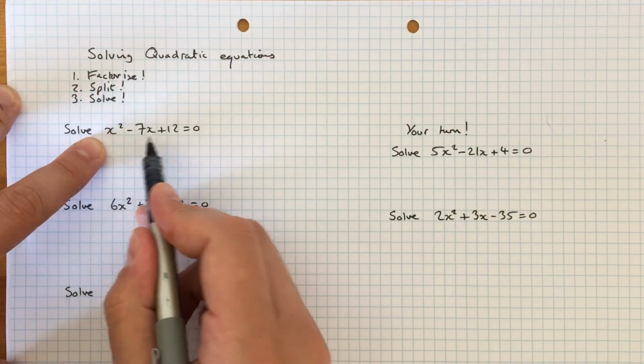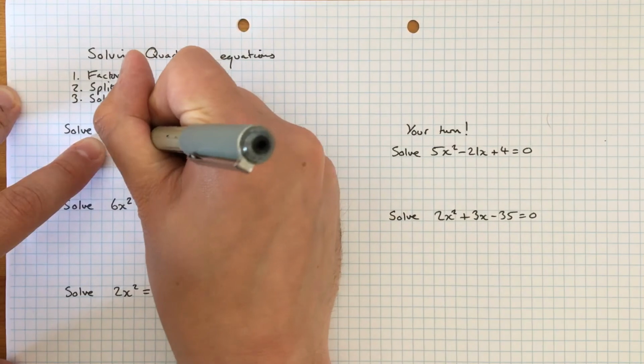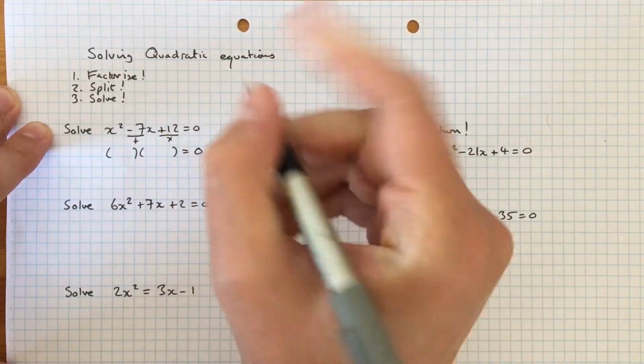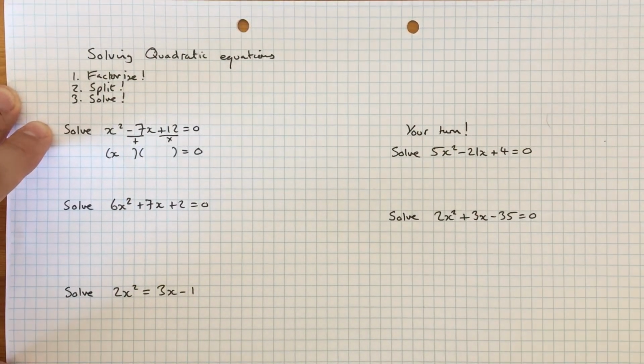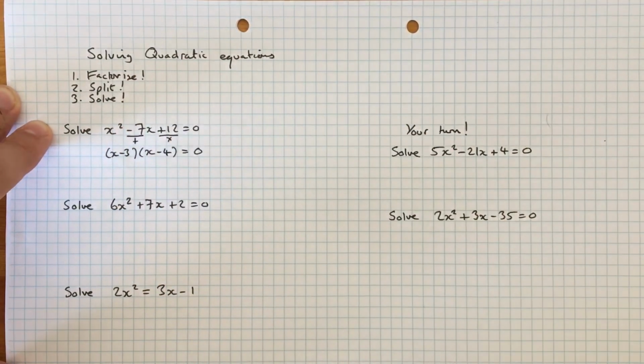It will be a double bracket because there isn't a common factor. I want a pair of numbers that multiply to 12 and add to minus 7. So when I factorise this, it's going to be x minus 3 and x minus 4.